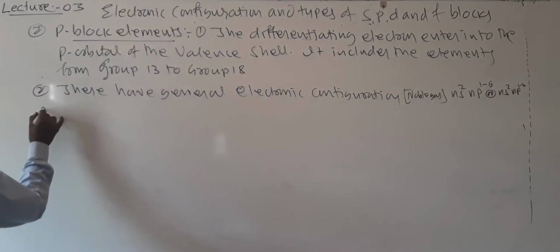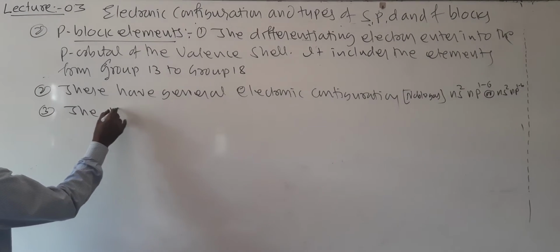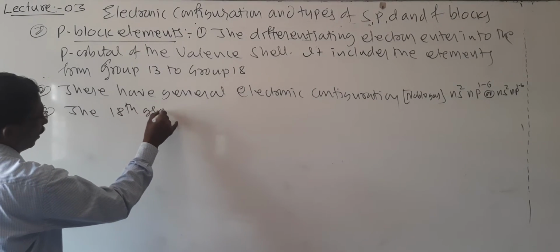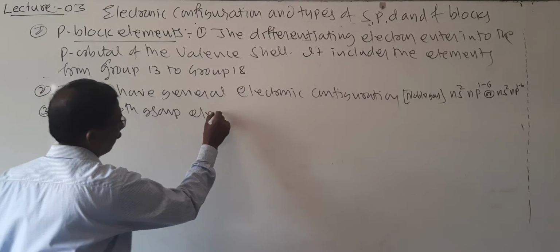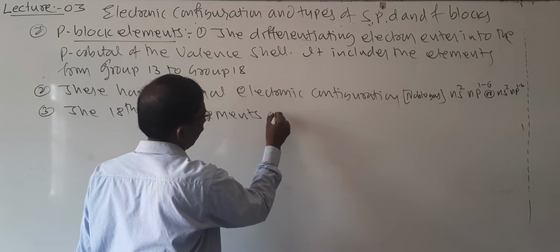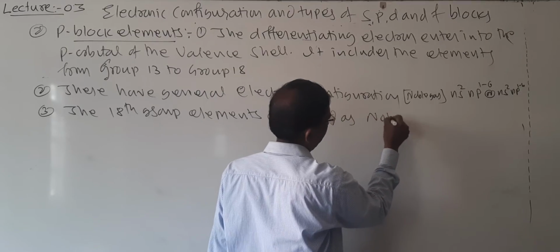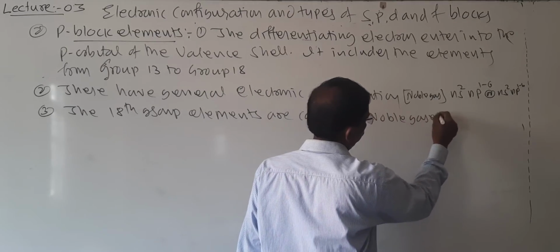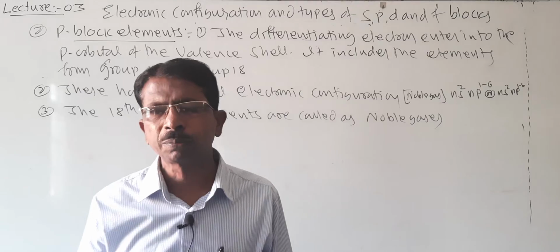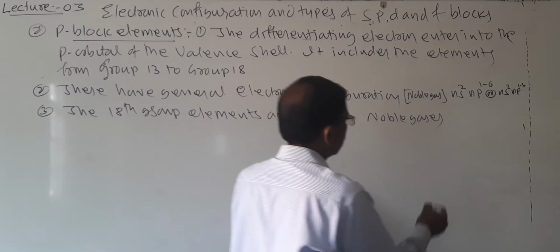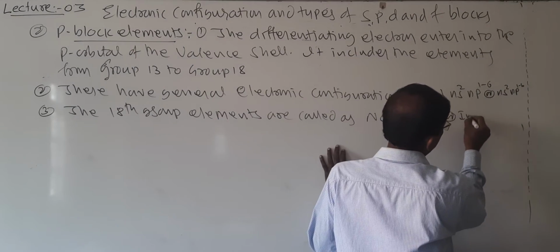Then third one, the 18th group elements are called as noble gases, or inert gases.